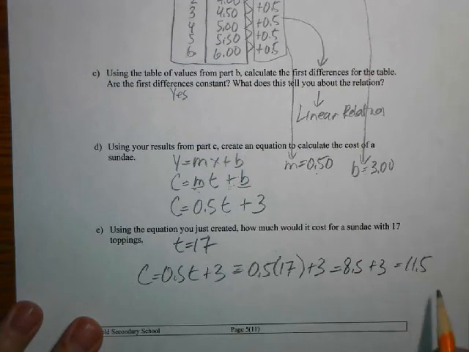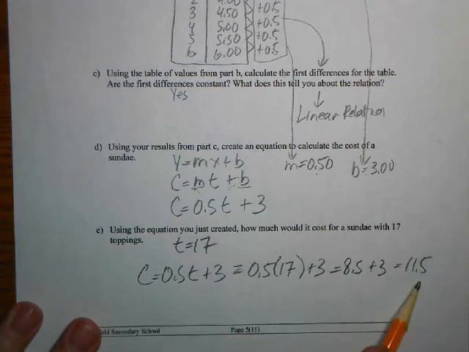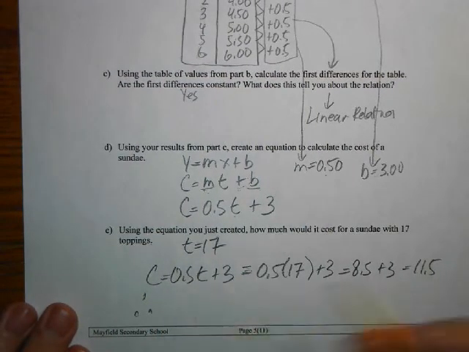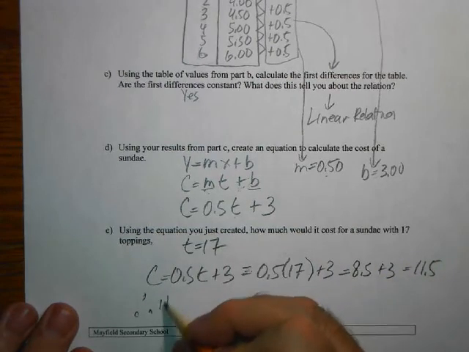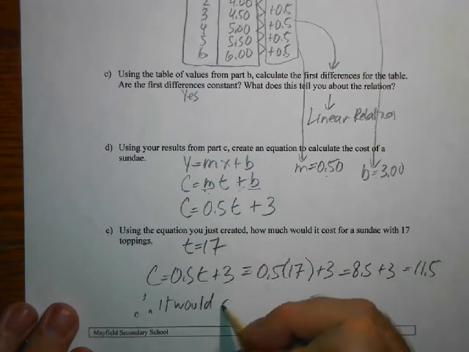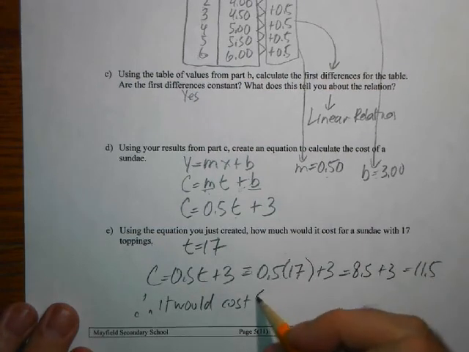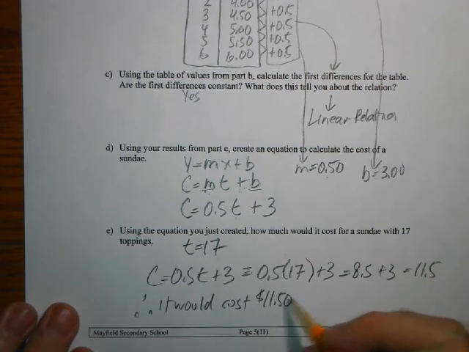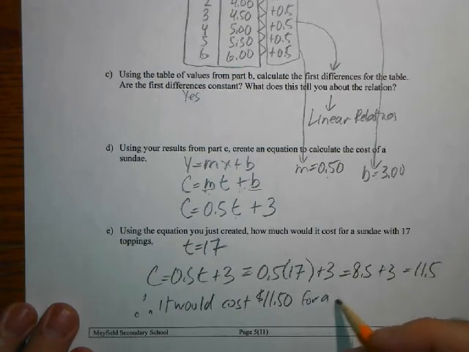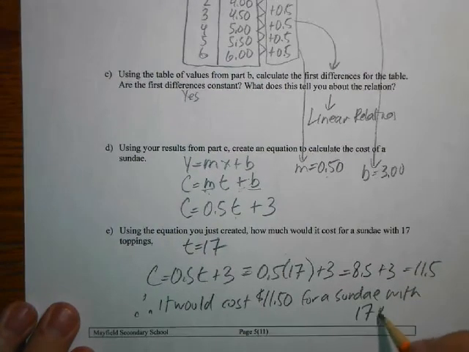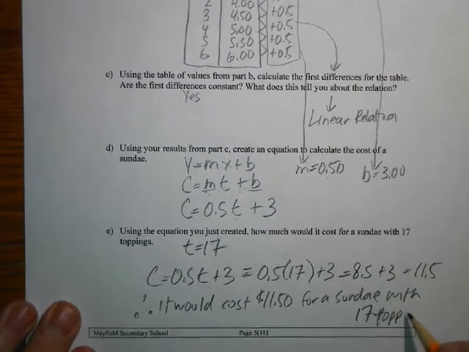So what does that mean? Well, remember the cost is in dollars, so let's put that in a word answer. Therefore, it would cost, so that's dollars, so $11.50 for a sundae with 17 toppings. So that's a pretty big sundae.